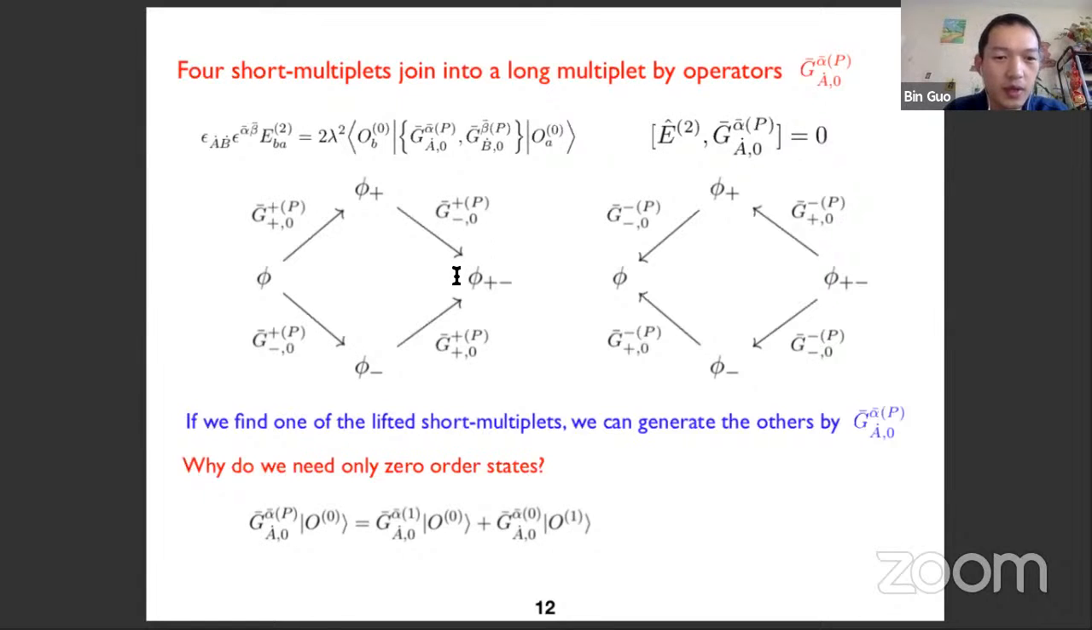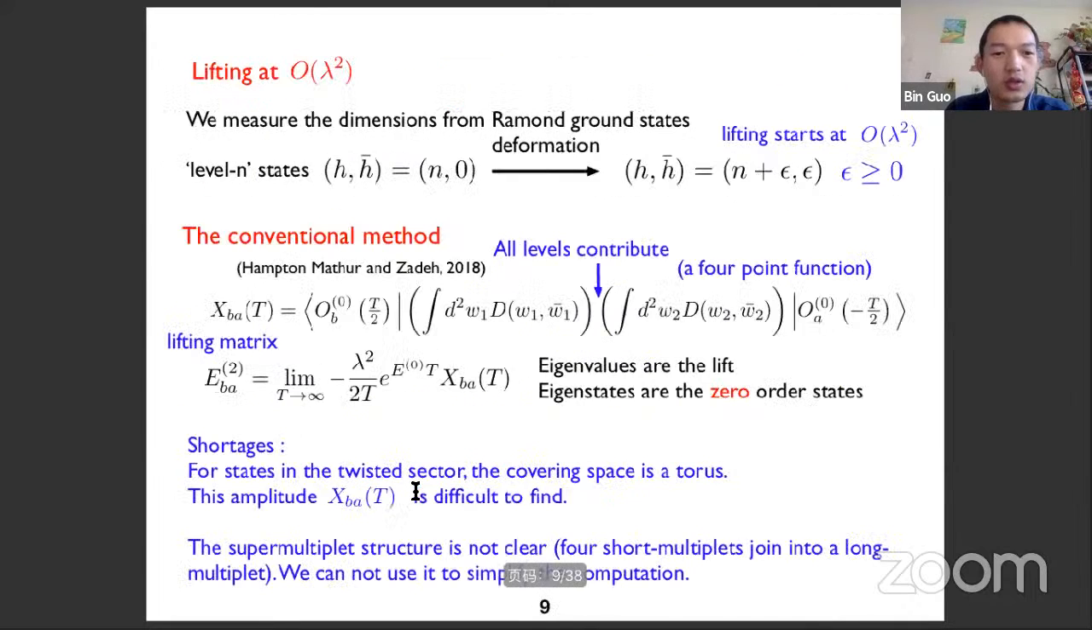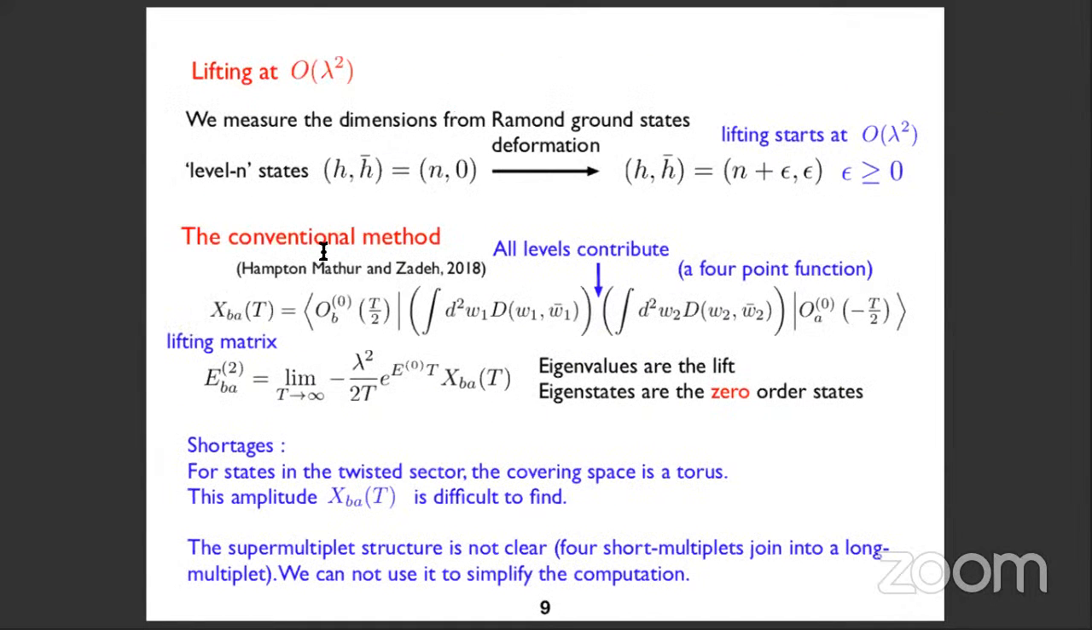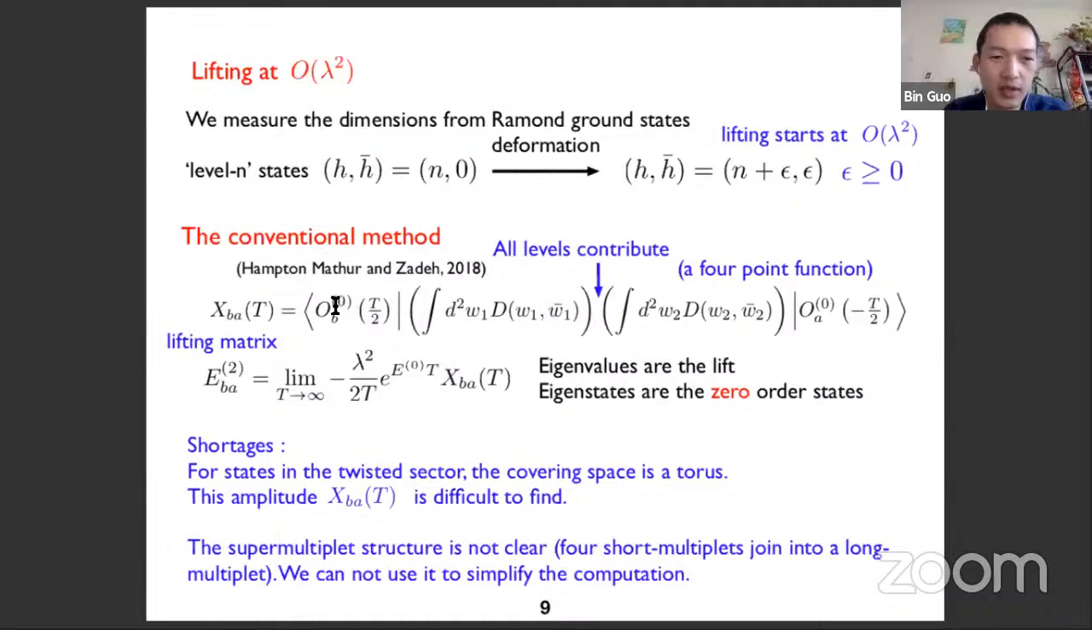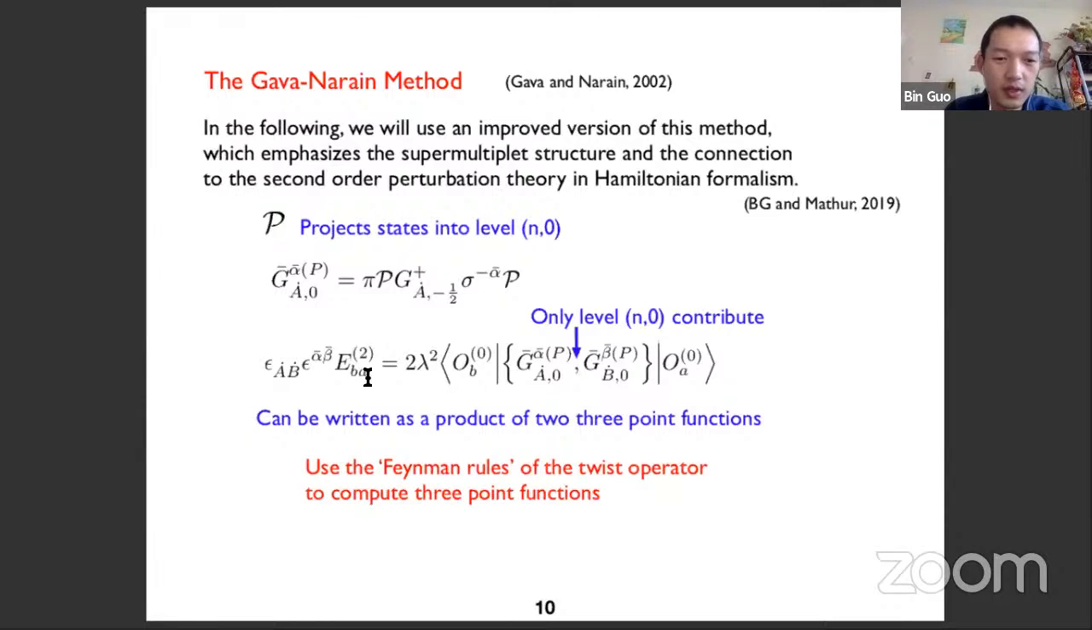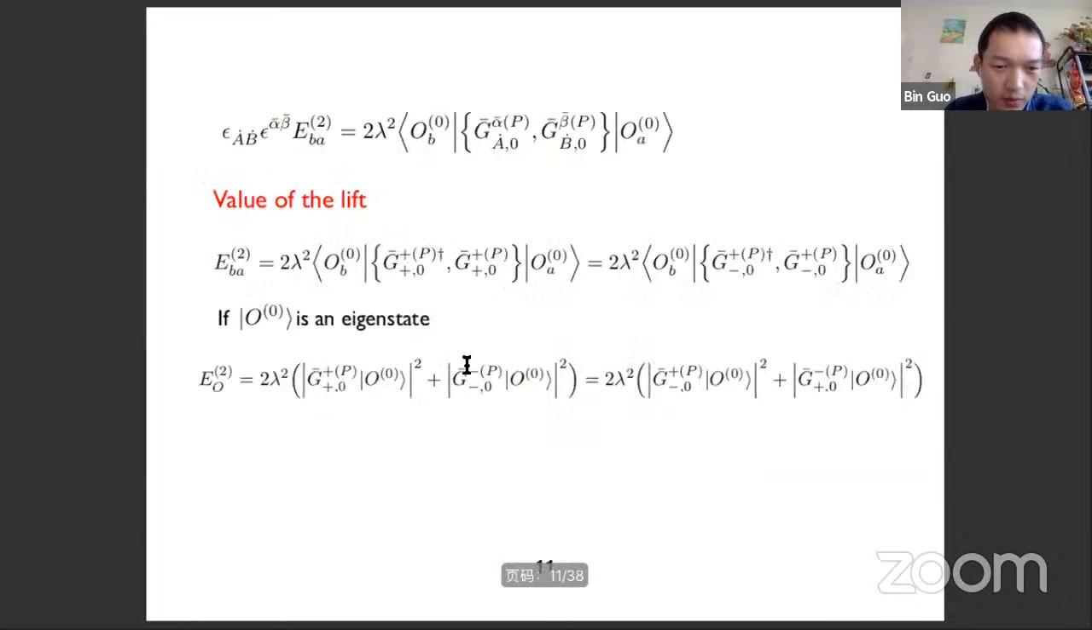So this can simplify the computation, since if we find one of the lifted short multiplets, we can generate the others by applying the GP. And some of you may have the question: in the perturbative formulation, you only need the 0 order state. But now we transform this into something that looks like Hamiltonian perturbation theory. It seems we also need the order 1 correction to the wave function, not the 0 order wave function only. This can be explained by the following formula.